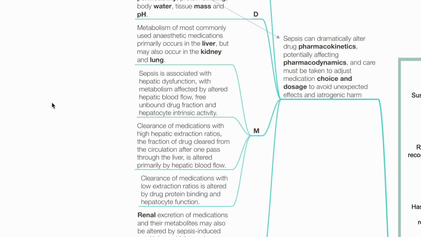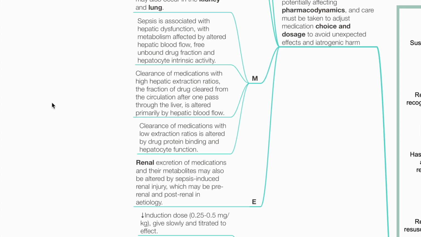Metabolism is affected by altered hepatic blood flow, free unbound drug fraction, and hepatocyte intrinsic activity. Clearance of medications with high hepatic extraction ratios is altered primarily due to hepatic blood flow changes. Clearance of medications with low extraction ratios is altered by drug protein binding and hepatocyte function. Renal excretion of medications and their metabolites may be altered by sepsis-induced renal injury, which may be pre-renal and post-renal in etiology.